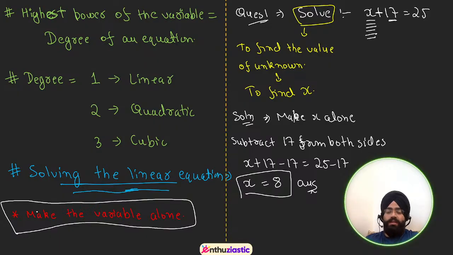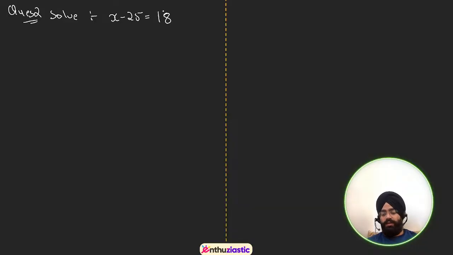Right. Now let's do the next question. Let's go to the next one. It says solve x minus 25 is equal to 18. How can you do that? Do you know? You guys can guess it. You guys can solve it. Just give it a try.